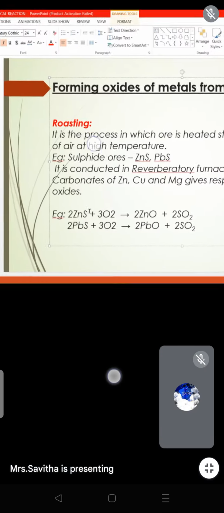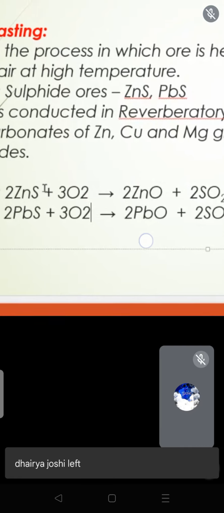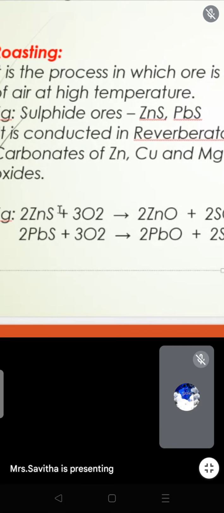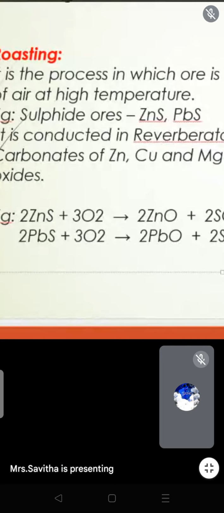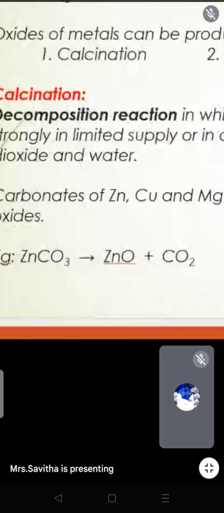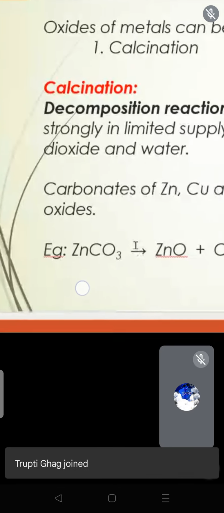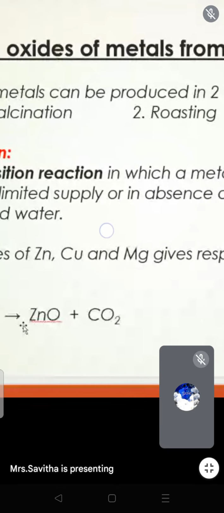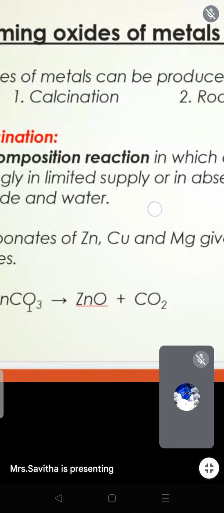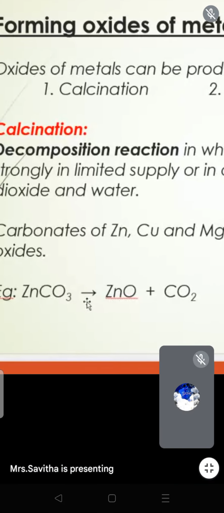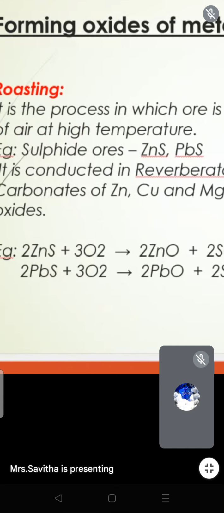Now if you see ZnS, here we have written plus oxygen. It means here we are again adding oxygen. In the previous reaction, did we see plus O2? No. Zinc carbonate, did we add extra oxygen? No. But in roasting, we are adding oxygen. Yes, so this is the difference. In roasting, we have to have an oxygen supply.